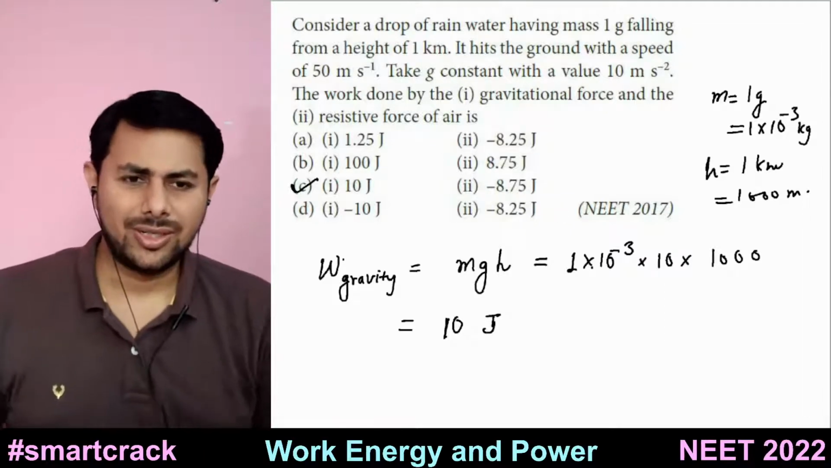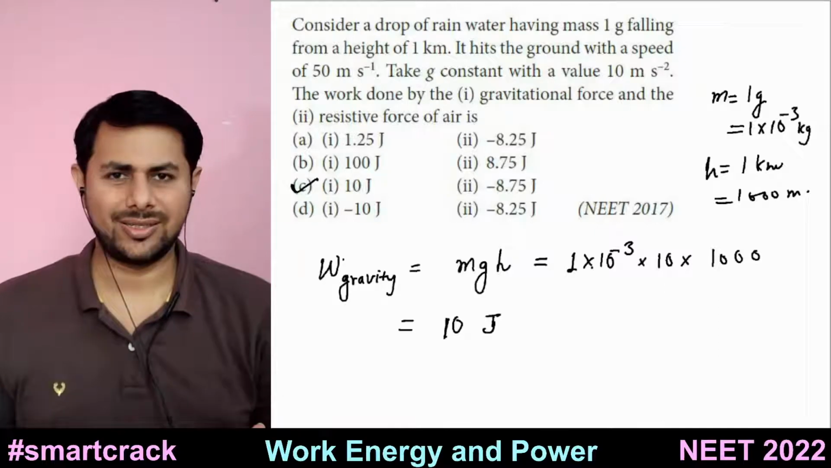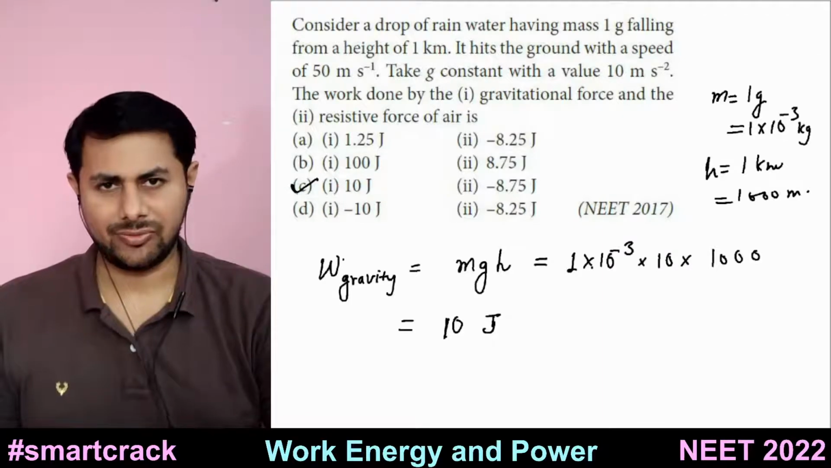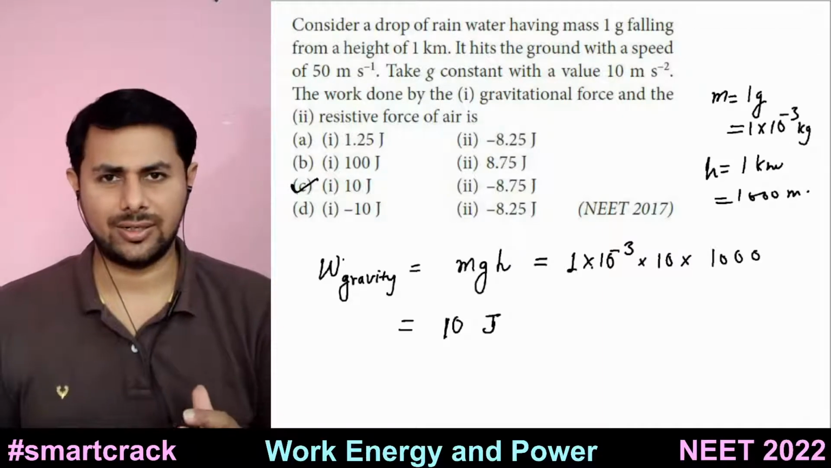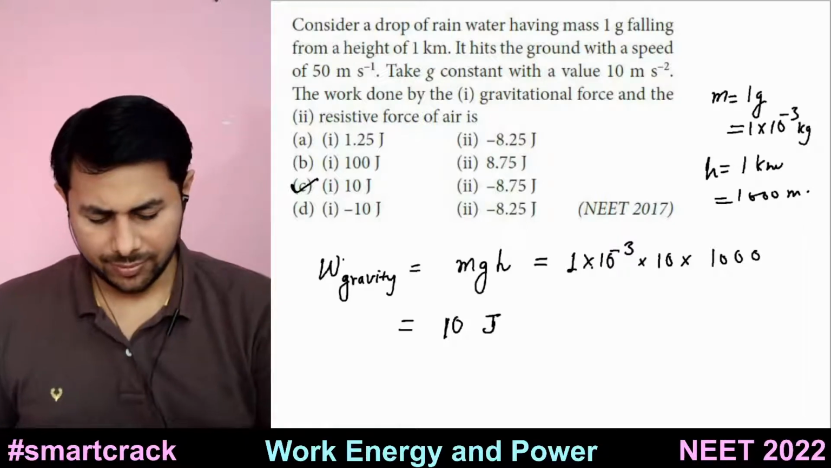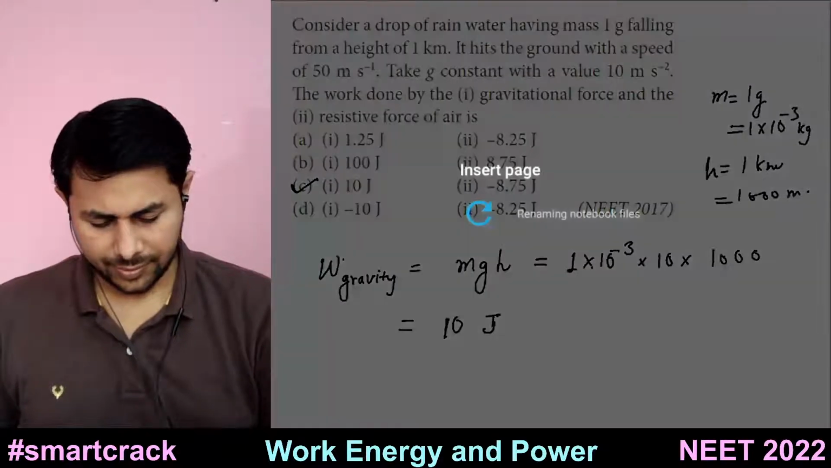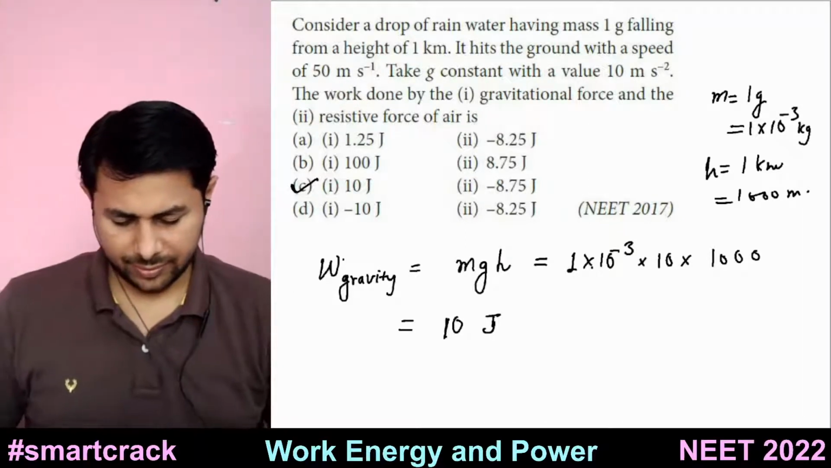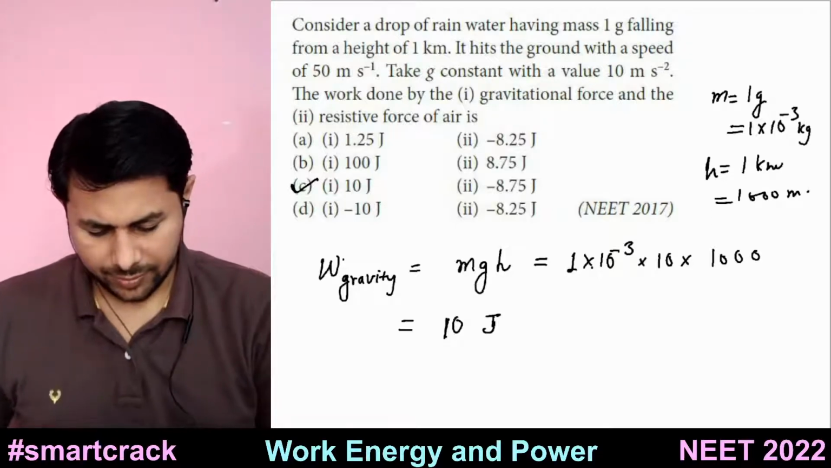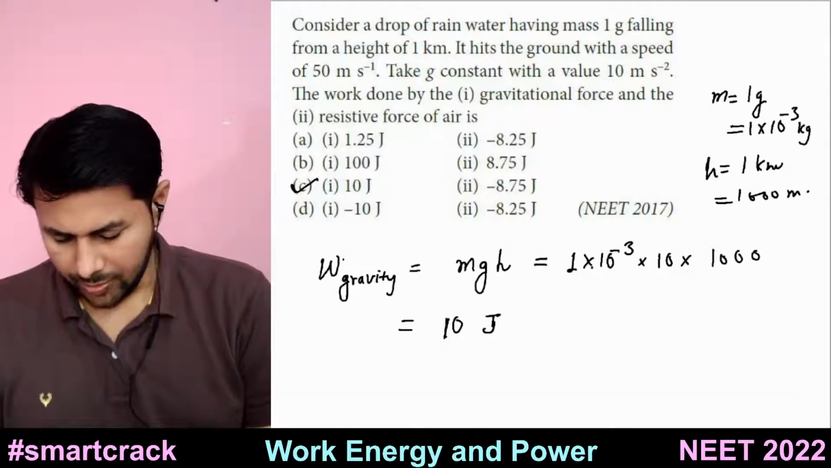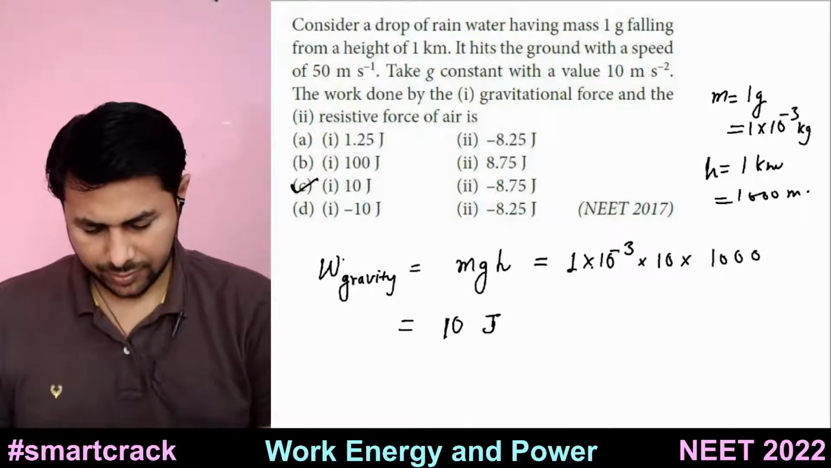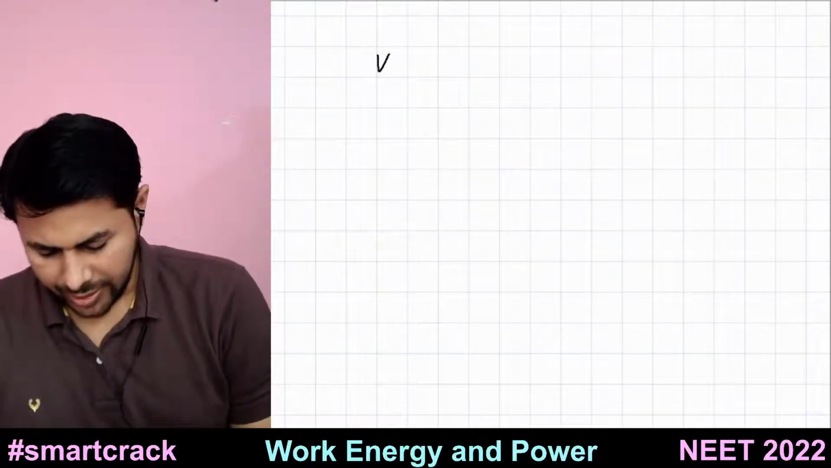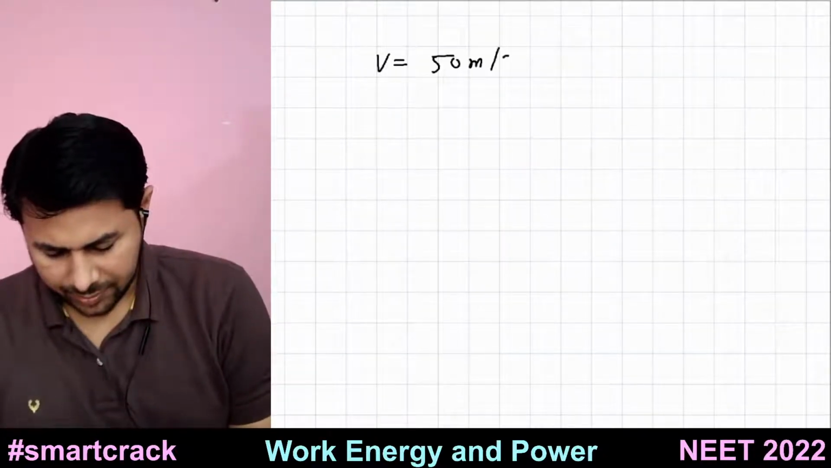So this is how sometimes we have to use some smart tricks. You got the answer for the first, and only one option is matching with it, so you don't have to solve for the second. But in case you want to solve, how will you solve? So it's simple. It's falling with a speed of 50 meters per second. So how much is the change in kinetic energy? It's falling with the speed of 50 meters per second, so v equals 50 meters per second.